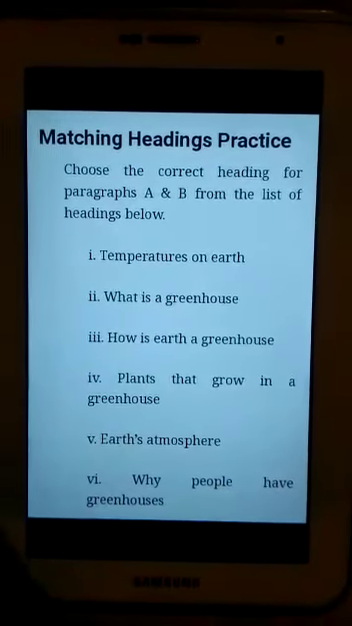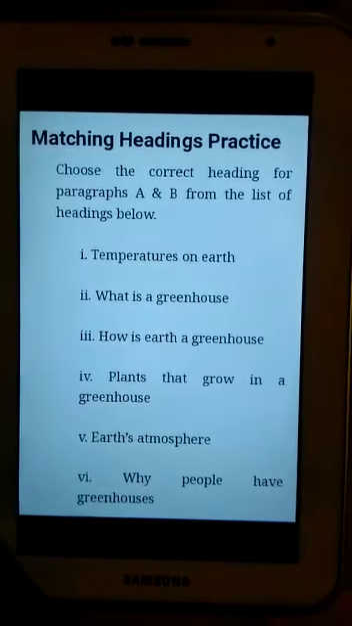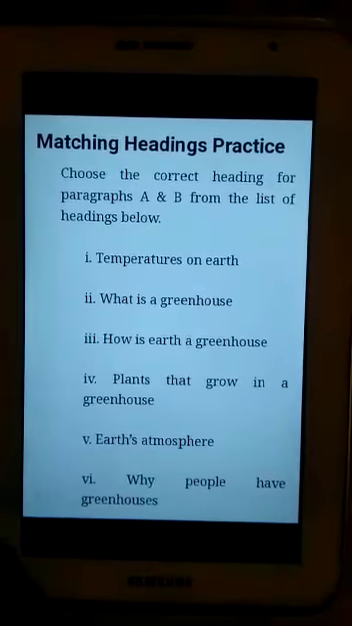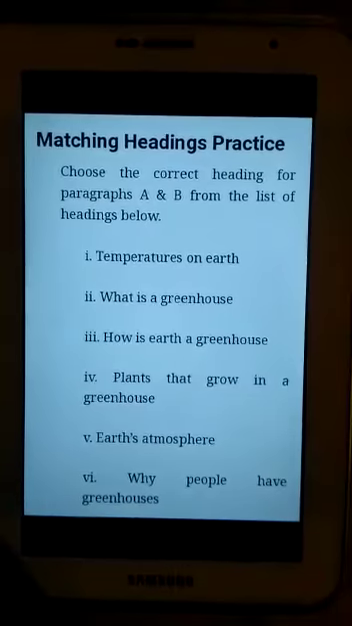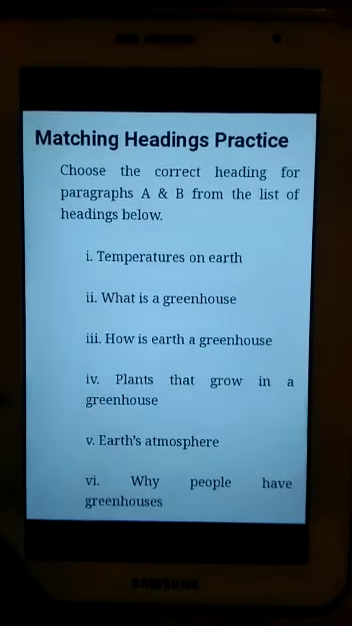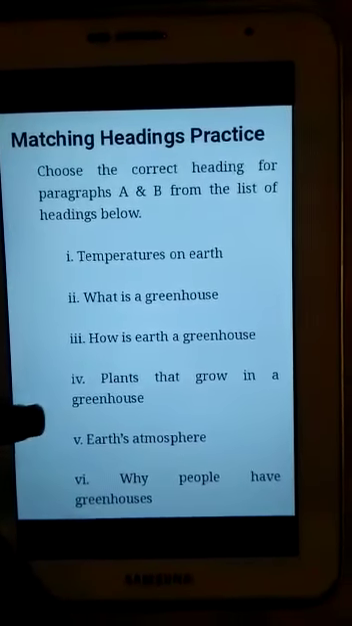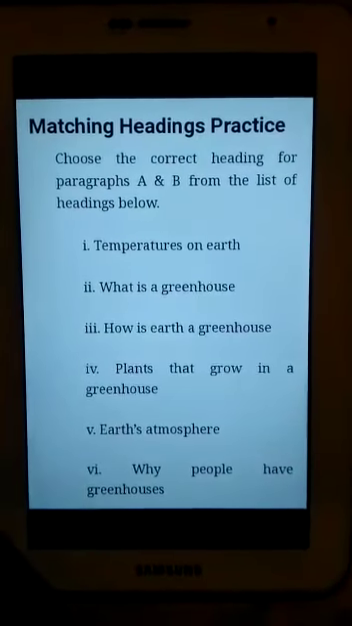Choose the correct heading for paragraph A and B from the list of headings below. Means we are given two paragraphs A and B and we have to choose the heading from these headings given below. The first is temperature on Earth. What is greenhouse? How is Earth a greenhouse? Plants that grow in a greenhouse, Earth's atmosphere. Why people have greenhouse?